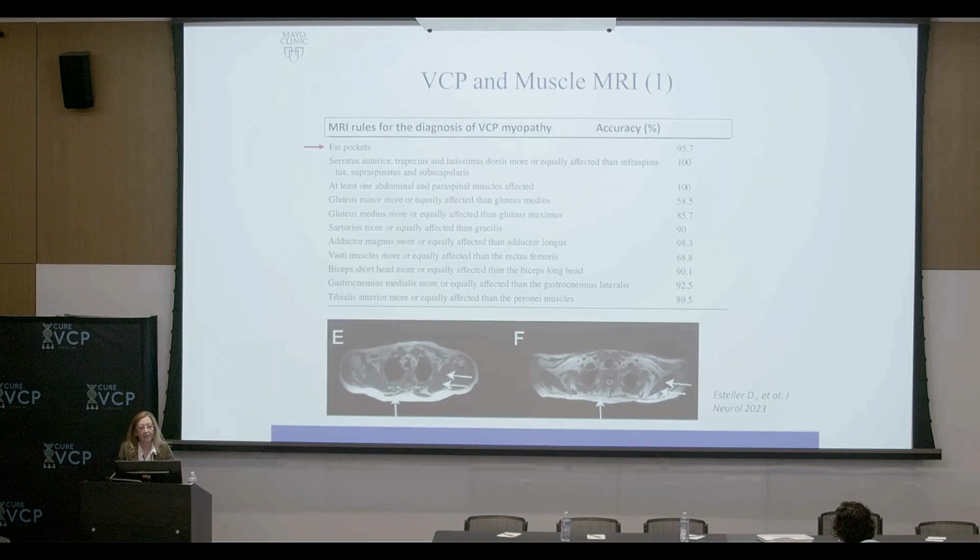Now, interesting data have been published by Dr. Diaz-Manera and his group on MRI findings of VCP as a feature to further characterize this disease. They found that there was fatty atrophy in at least one muscle in symptomatic subjects, and they described this focal pocket of atrophy, as seen in this picture below, marked as E, with focal fatty atrophy of the trapezius, while the periscapular muscles are spared.